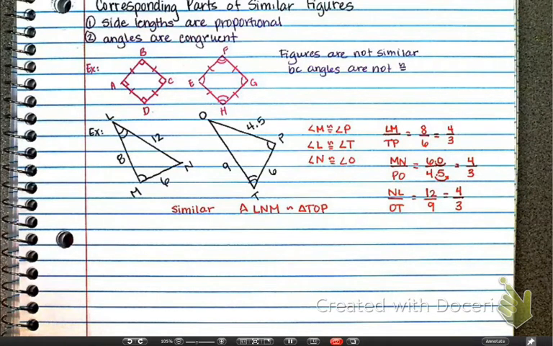Okay, so solving similar figures. Similar figures. We're going to solve for the variable, and we're going to go small to big.